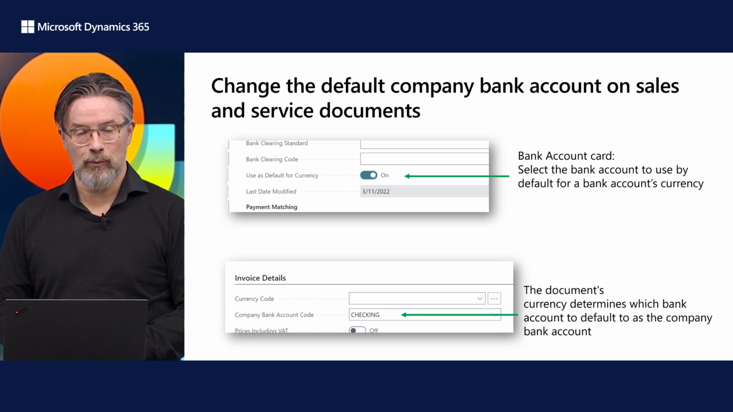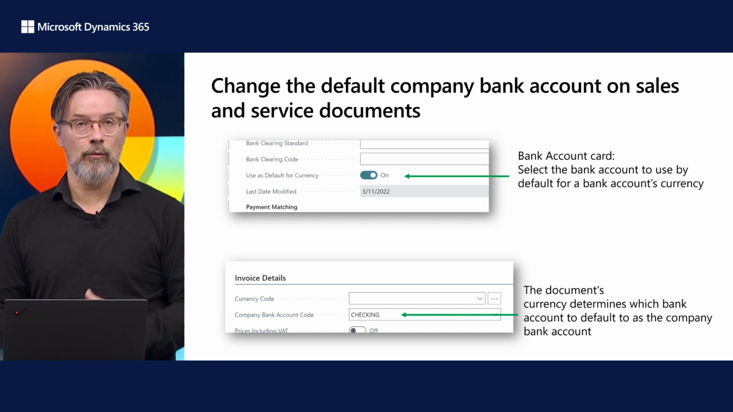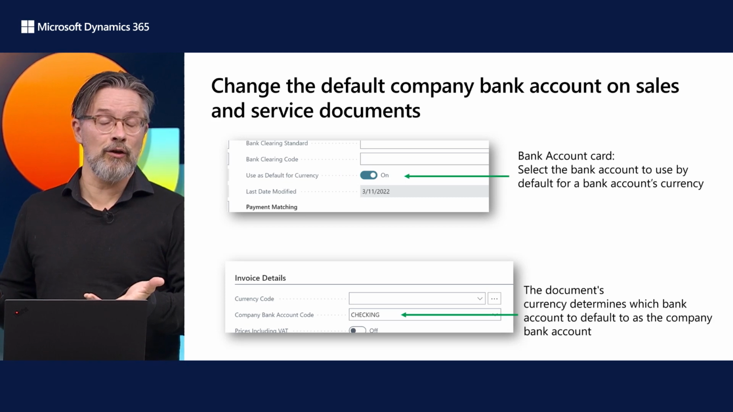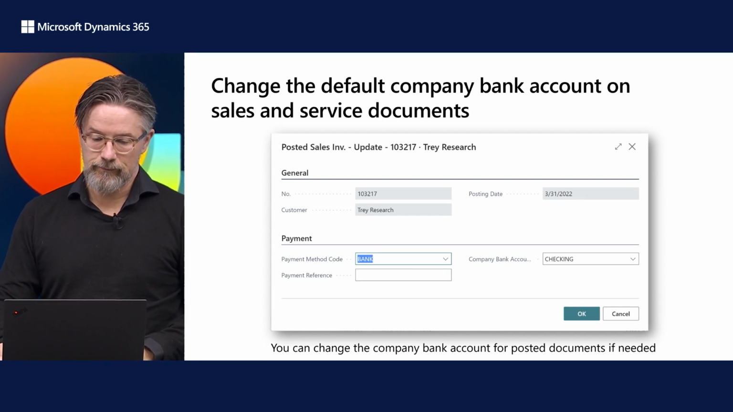And as you will see in the demo in a few seconds, you can change it per document. And you will also be able to, if you get a new bank account while you still have outstanding amounts, go into a posted document and change the bank account. So you're not blocked when you write out or rewrite or reprint the invoice. So that's the update here.